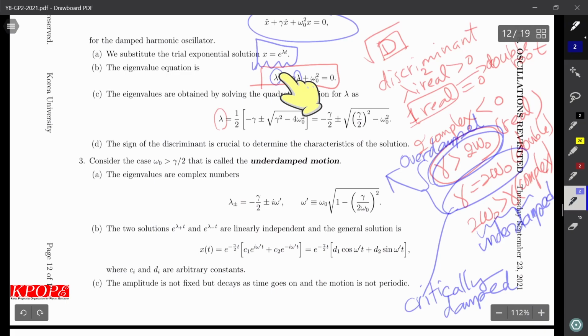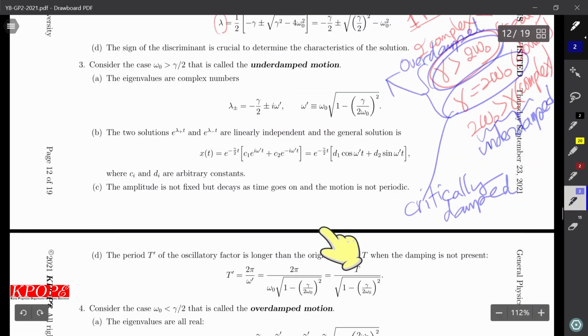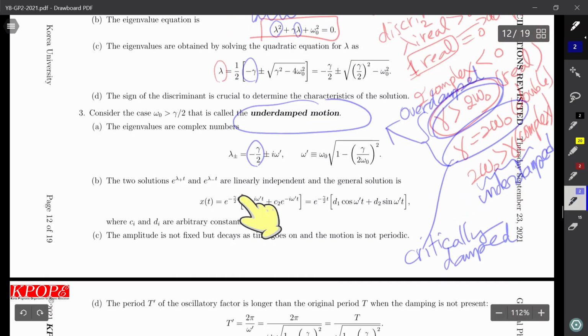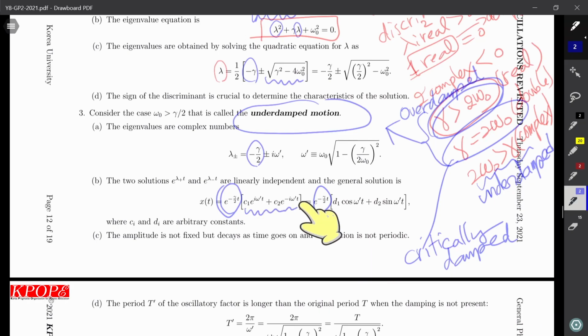Finally, the under-damped case, we have two complex numbers. The first factor gives the exponential decay of the amplitude, and this, when 2 omega 0 is greater than gamma, results in the oscillating behavior.